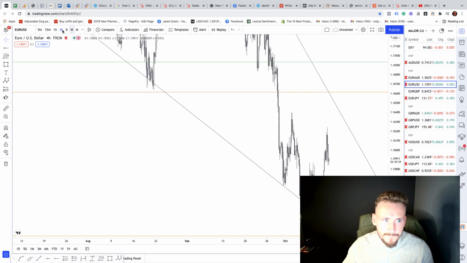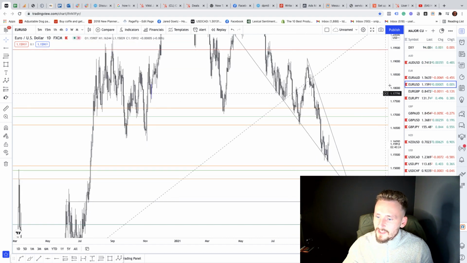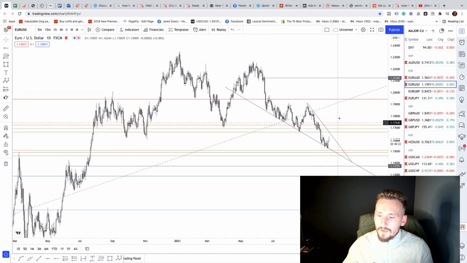So let's go to Euro USD now. See price action getting squeezed. I'm really liking the look of this. We did cover this at the start of the week and we did say that we were going to come back down to that 1.15000 handle. I do still think this is the case.